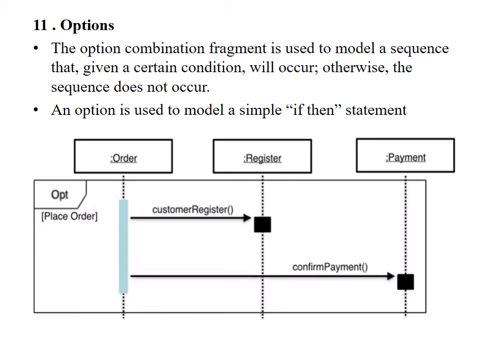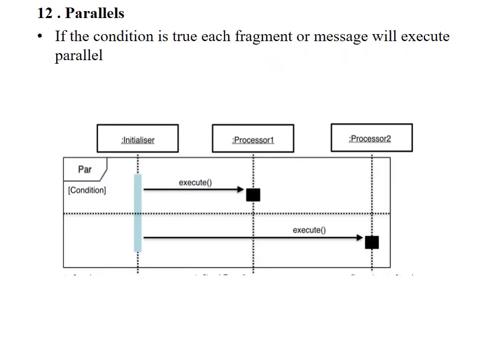Then the next component is options. This options or combination fragment is used to model a sequence that occurs given a certain condition, otherwise the sequence does not occur. The option is used to model a simple if-then statement. If this is true, this will happen. Otherwise, nothing. So a simple if statement will be represented using option.